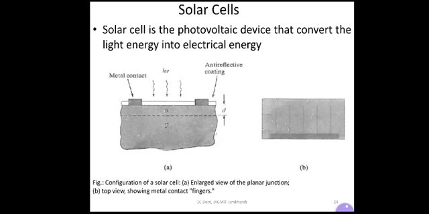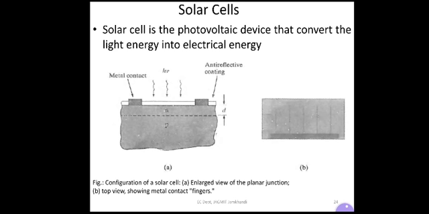As we have seen in the photodiode, since power can be delivered to an external circuit by an illuminated junction, it is possible to convert solar energy into electrical energy. So this device works on the principle of the photovoltaic effect. We have seen what the photovoltaic effect is.